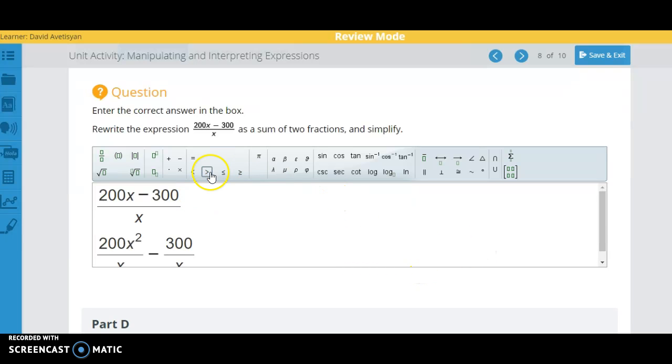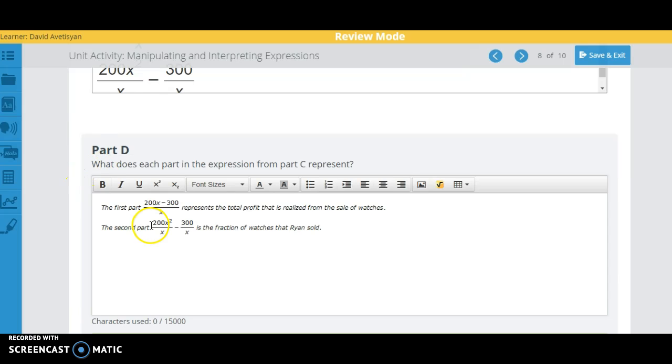Okay, now for here, we need to separate these two fractions. So we can always separate the top and put each term over the bottom. So 200x minus 300 all over x would give us 200x over x minus 300 over x. Okay, 200x over x minus 300 over x. Now after we fix that to be 200x over x minus 300 over x, now you will just adjust a little bit what those two mean.